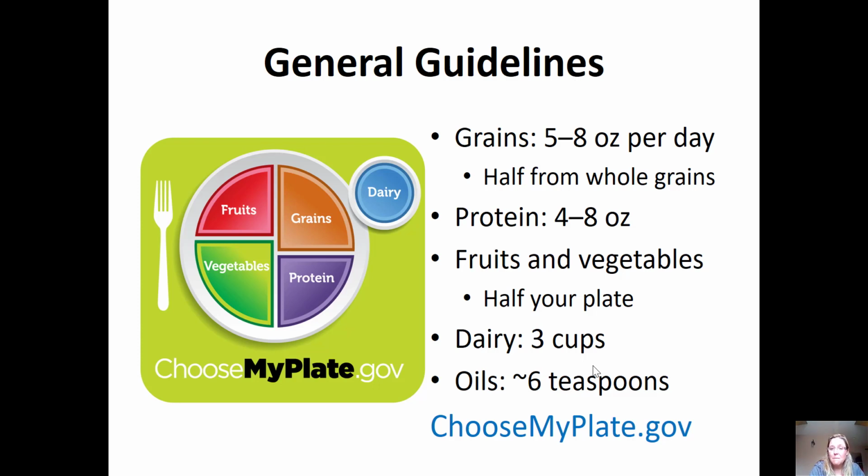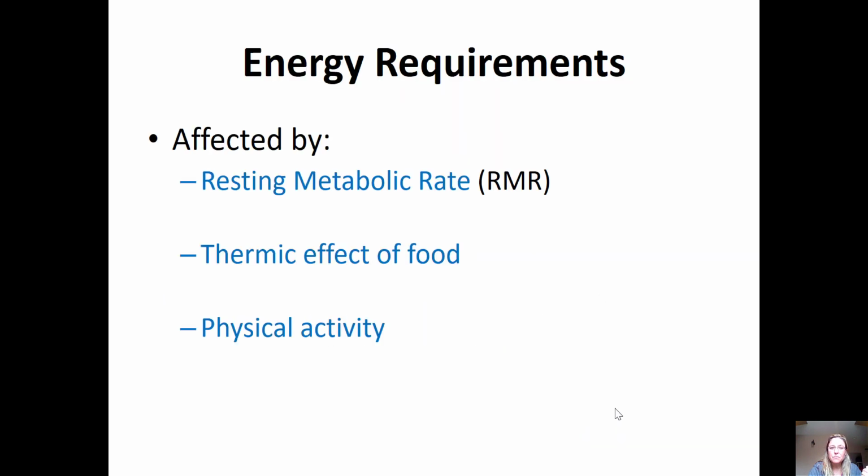So then you have different ranges here. Fruits and vegetables: half of your plate should be made up of fruits and vegetables. Dairy, roughly around 3 cups for most individuals. And for your oils, around 6 teaspoons. So, general recommendations: we want to make sure our clients are getting something from each of those key food groups.